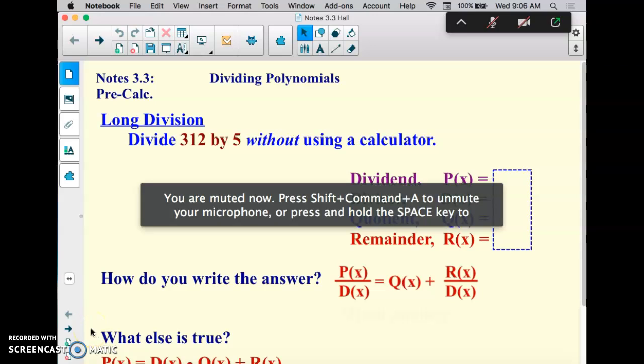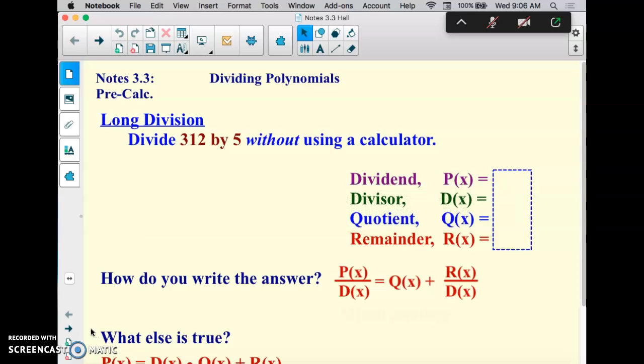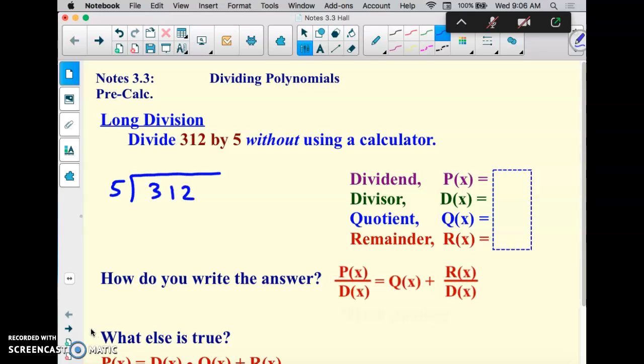Okay, in 3.3, you will be using long division and synthetic division to divide polynomials. Let's start with long division, and then the next video will be synthetic division. Just like old school, you knew how to divide 312 by 5 without using a calculator. Let's do that: 312 divided by 5.